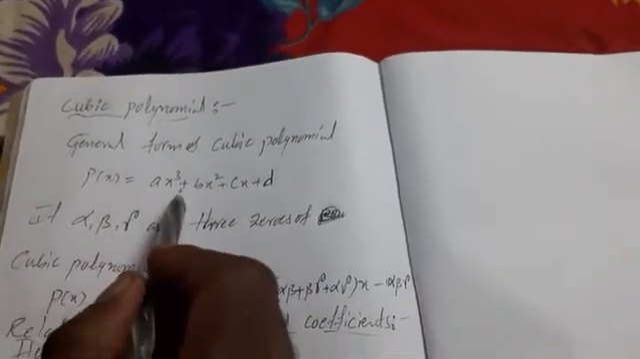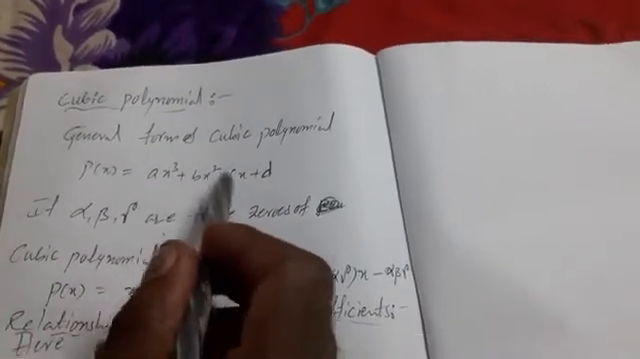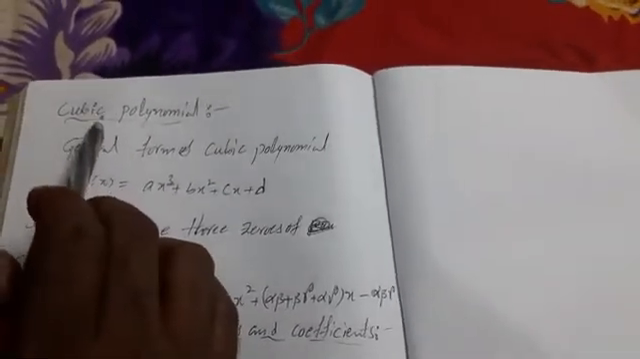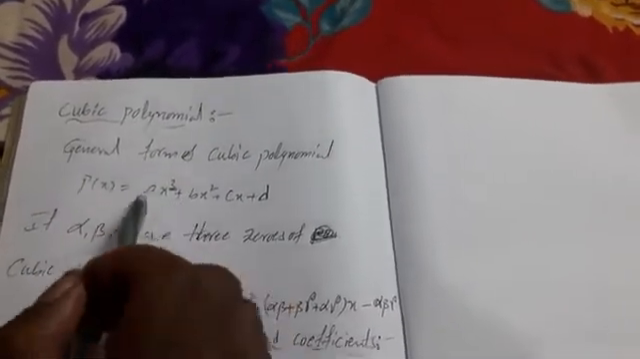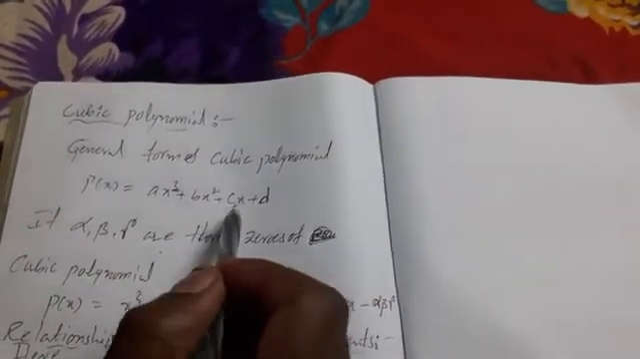P of x is equal to ax cube plus bx square plus cx plus d. What is the degree of this polynomial? 3. Three is nothing but the cubic polynomial. The highest degree of the given polynomial must be 3, then the given polynomial belongs to the cubic polynomials.